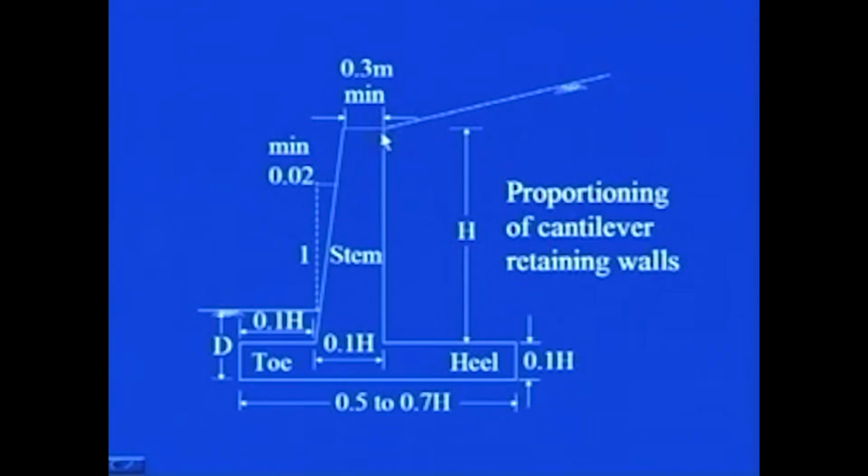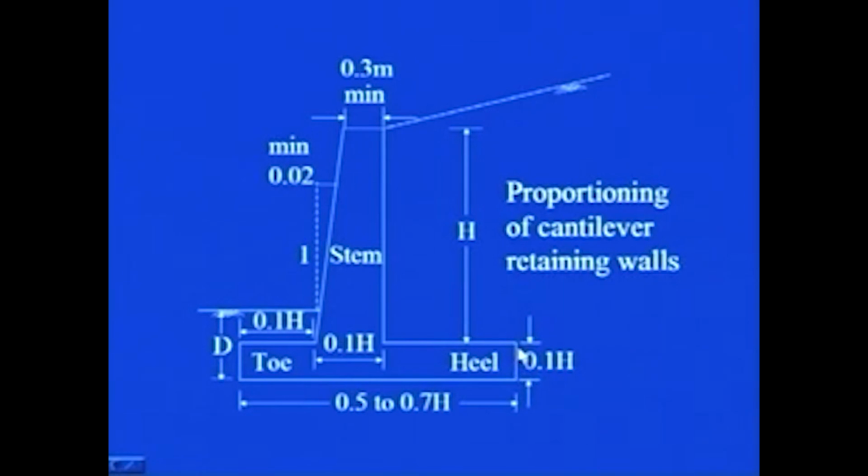As it was there in case of gravity retaining wall, in this case also the top width of the stem should be kept as 0.3 meter minimum. That means you cannot provide 200 mm or 150 mm, you have to provide 300 mm. Again, in this case the base width should be of the order of 0.5 to 0.7 times h.